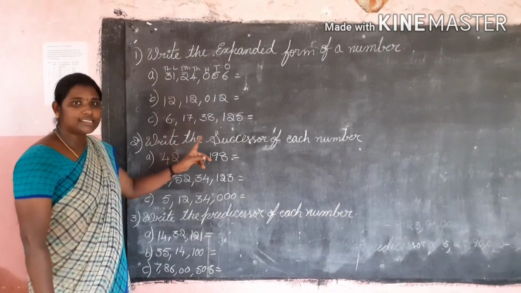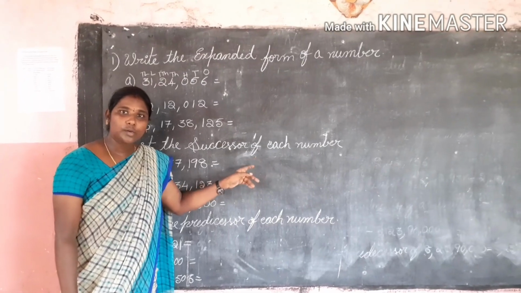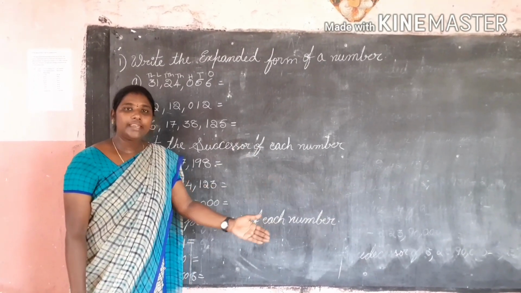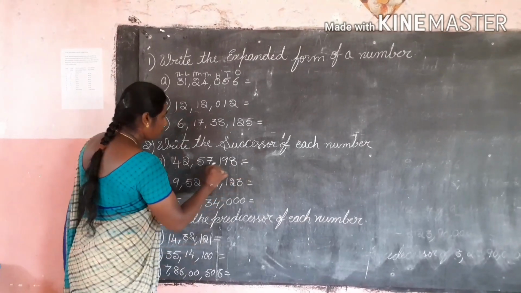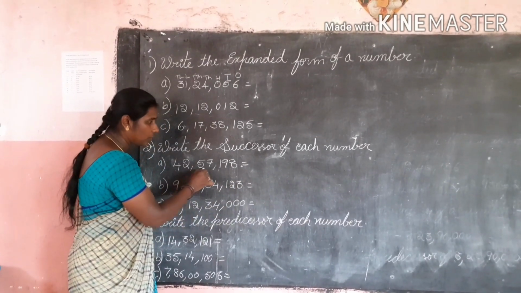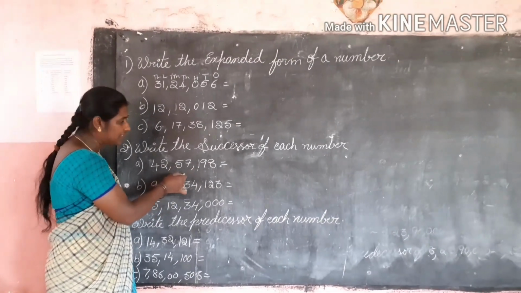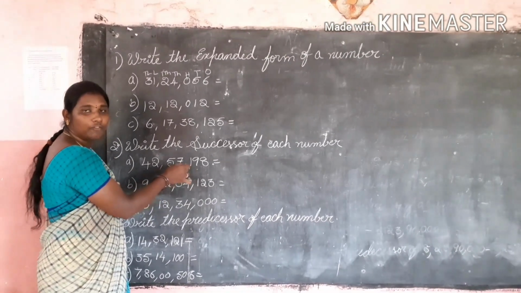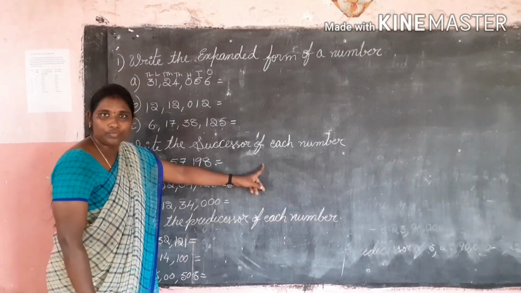Next, write the successor of each number. How do we find the successor? Successor means the number after, so we add 1 to the given number. For 42,57,198, what do we have to do? Add 1 to this number, and we get the successor of the number.